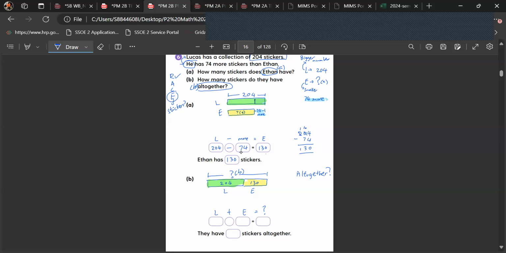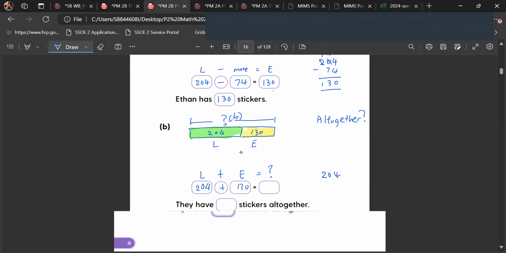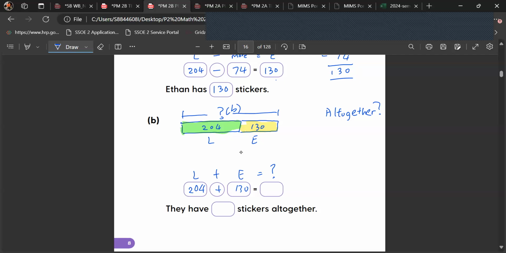So it's 204 plus 130. So here's the two parts. So I write 204 plus 130 for Lucas and Ethan, and I add them up. What will be the answer? Yes. Is it very difficult? Quite okay, right?